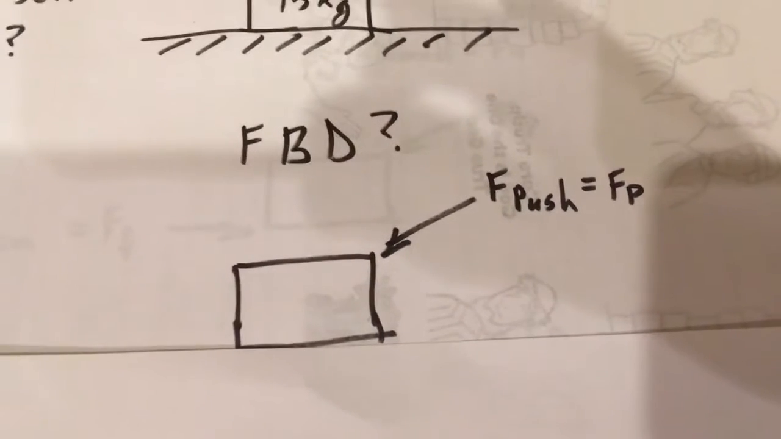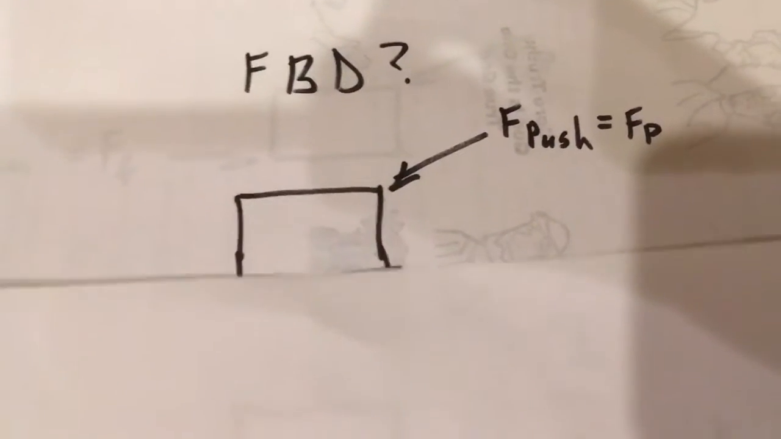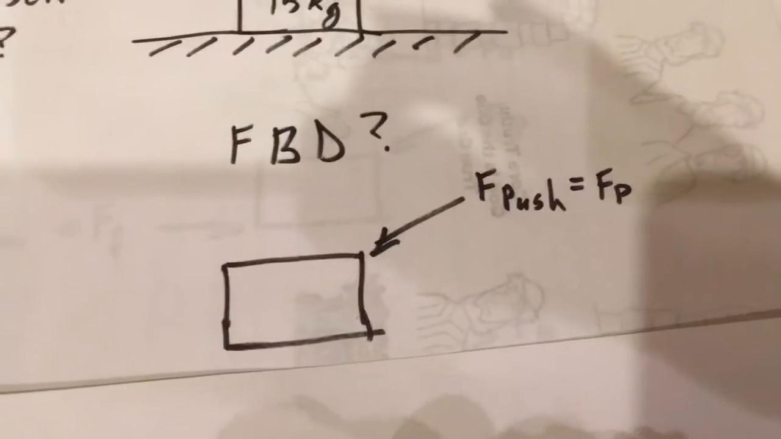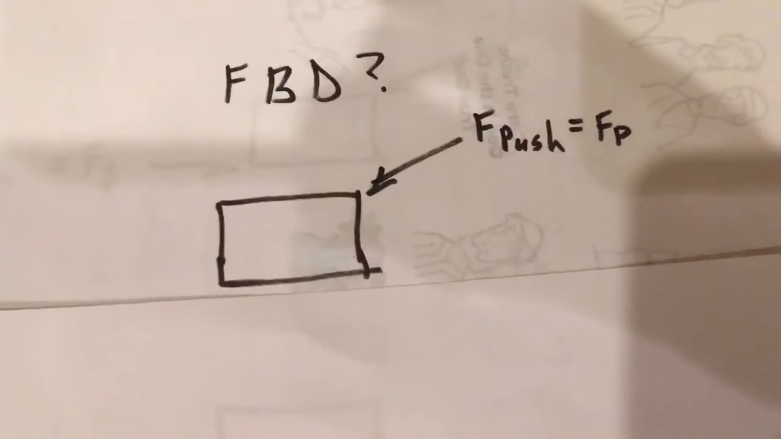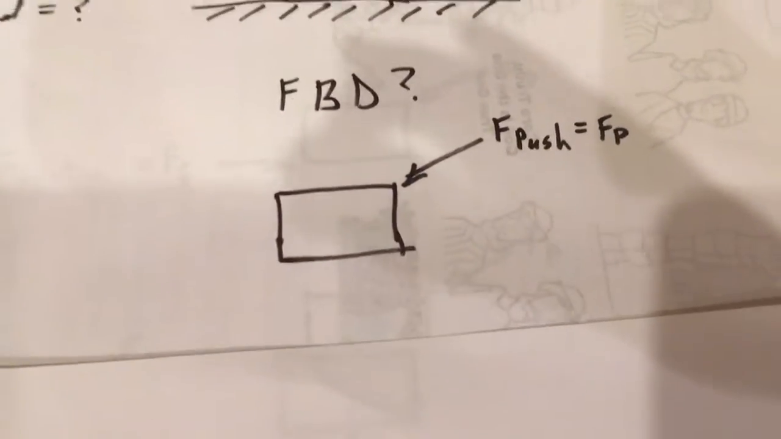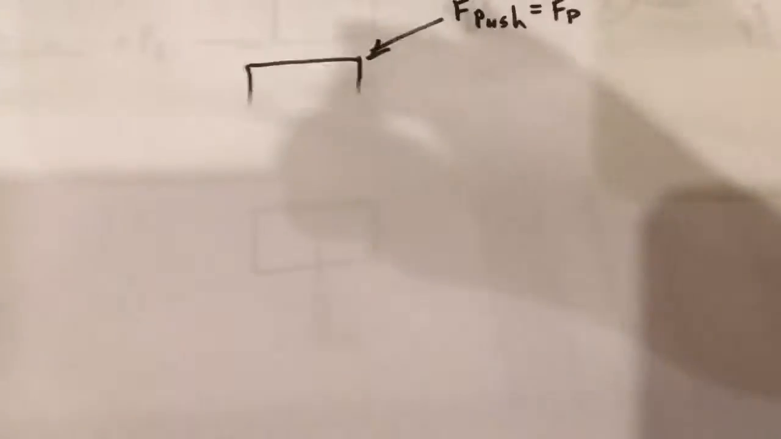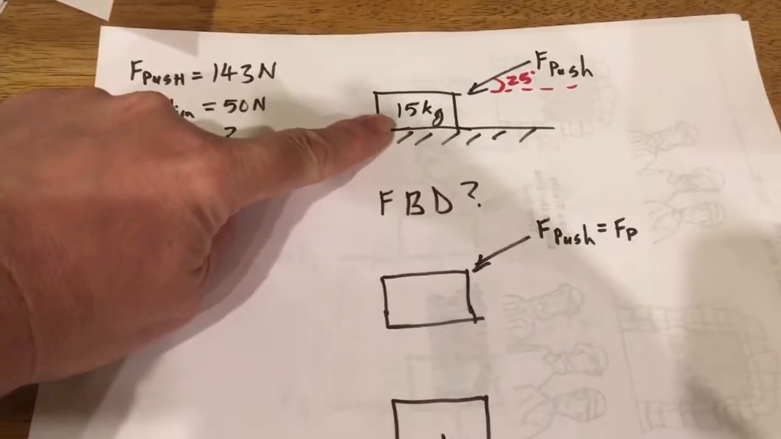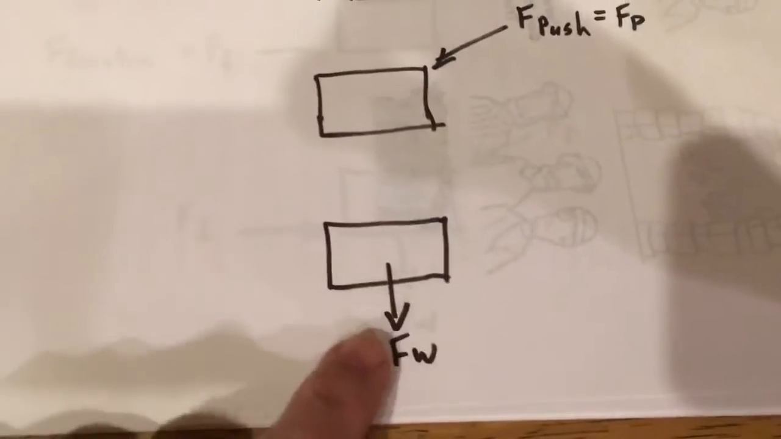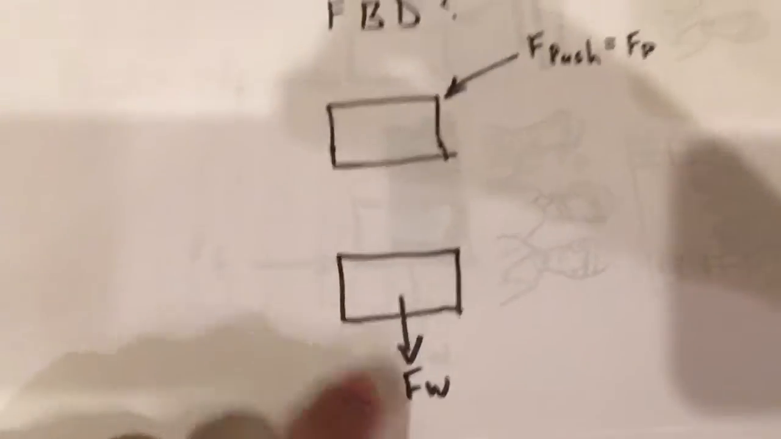So the beginnings of the free body diagram, we've got F push, and that's coming in at this angle here. All right, so we know that's a force that we have to deal with, and then we know that this box has a weight of 15 kilograms, so there's going to be a force due to weight going down.